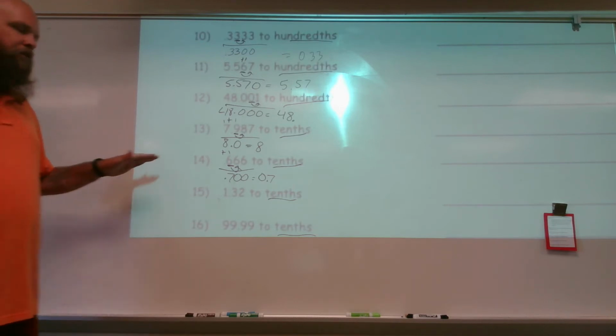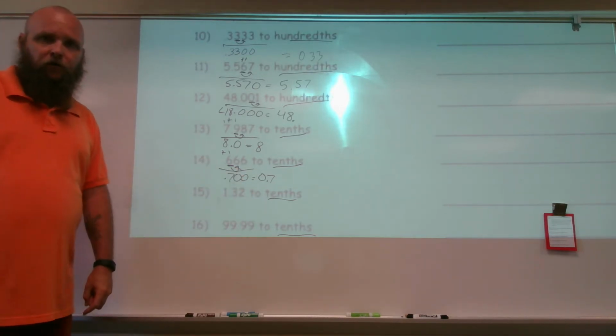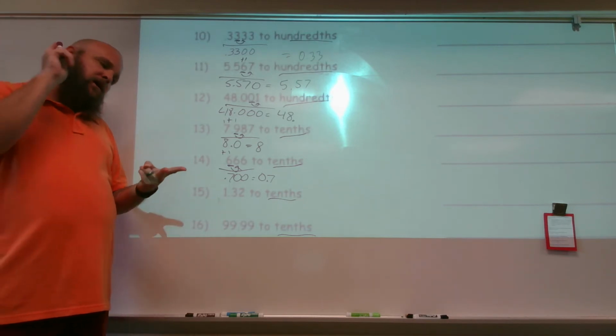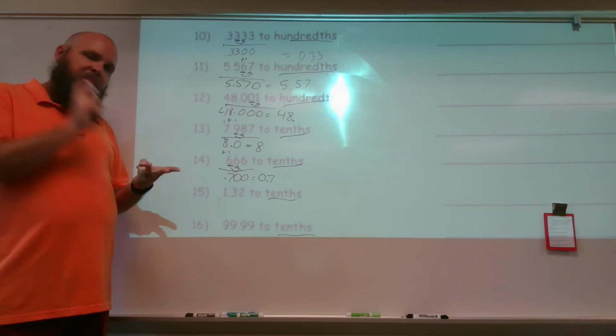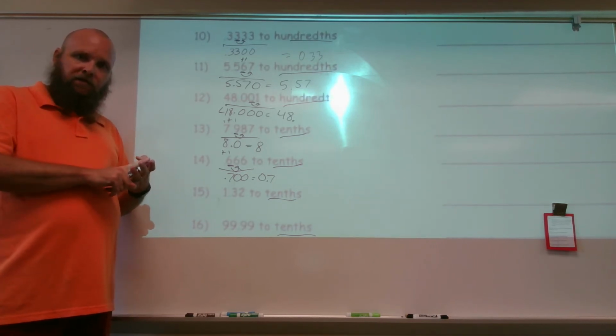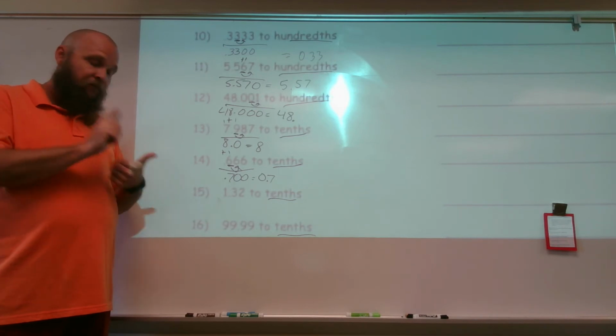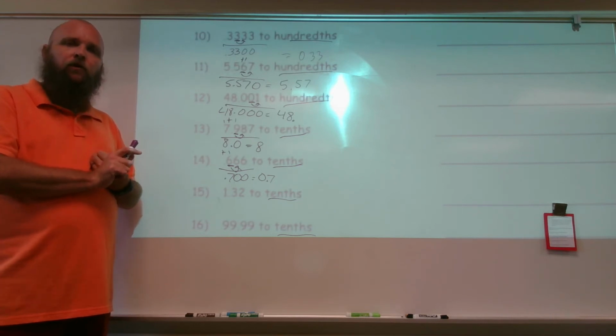It's very important that you can identify your place values. You can't round unless you know your place values. You cannot compare unless you know your place values. Adding and subtracting is difficult unless you know your place values. Order from least to greatest, difficult unless you know your place values. Finding the value of a number, difficult unless you know your place values. So please, for the love of Pete, make sure you know your place values.